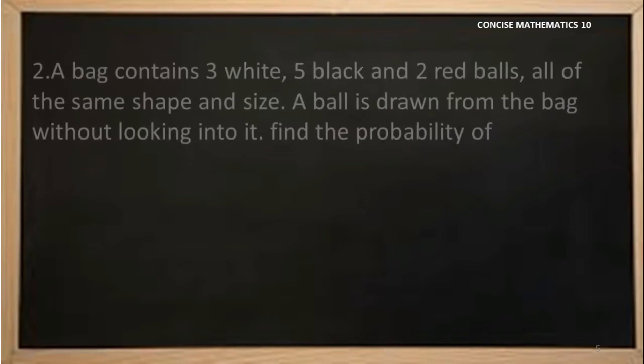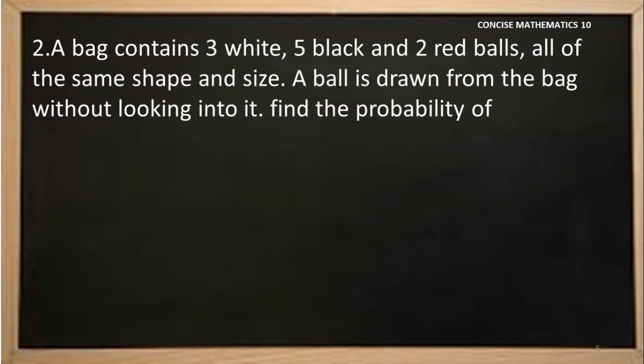Question number 2. A bag contains 3 white, 5 black and 2 red balls. All are of the same shape and size. A ball is drawn from the bag without looking into it. Find the probability of the following. We have many sub questions. First let us discuss what the experiment is. There is a bag which contains 3 white, 5 black and 2 red balls.